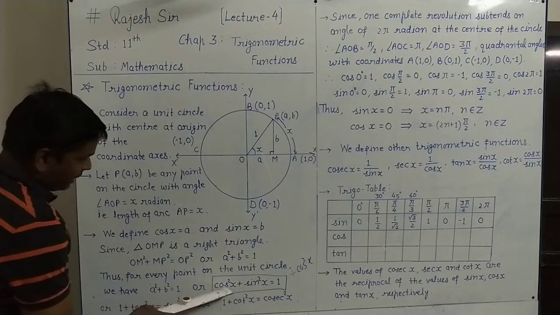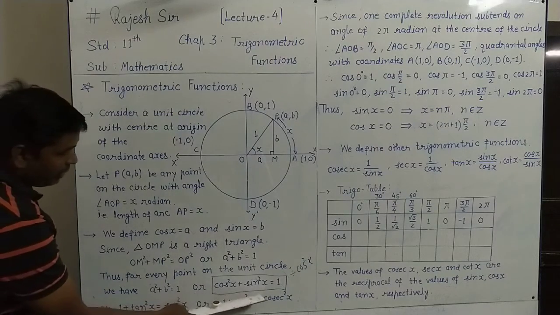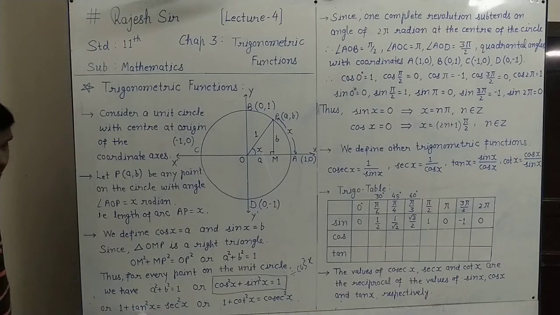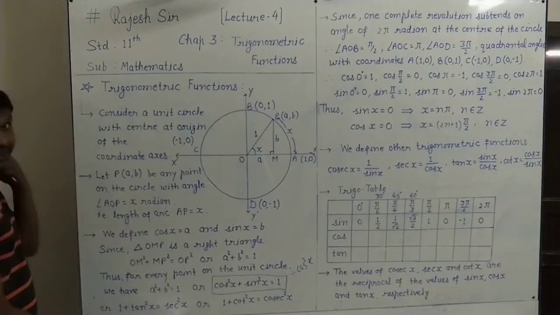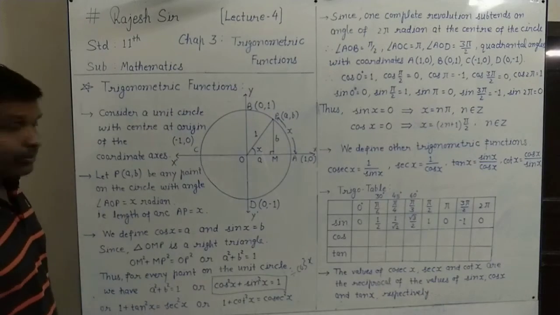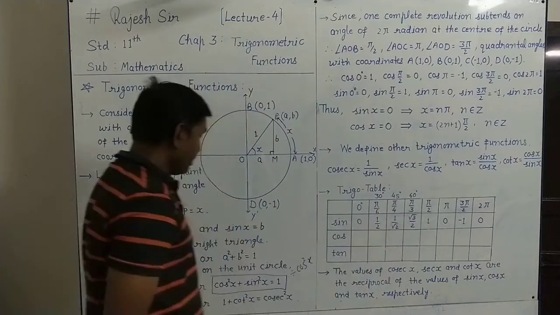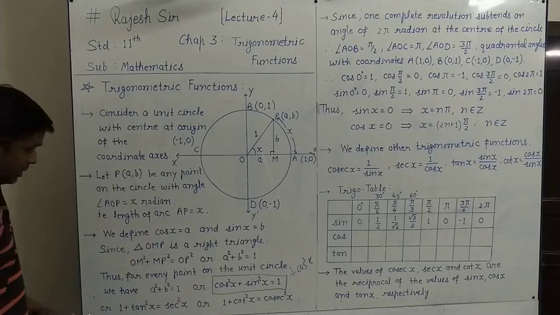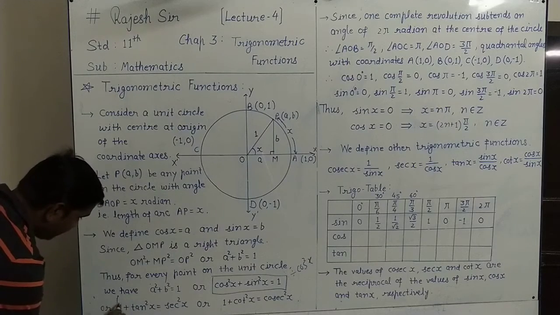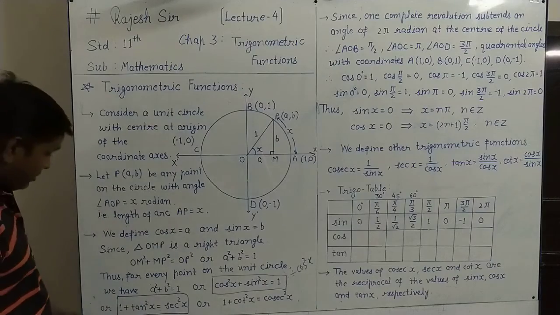If you divide by cos square x, cos square divided by cos square will be 1, plus sin square divided by cos square becomes tan square x, equals 1 upon cos square x, which is sec square x. 1 upon cos is sec, so 1 upon cos square will be sec square. So this is also the second identity that we were having in 10th standard, and here is the proof why it comes.